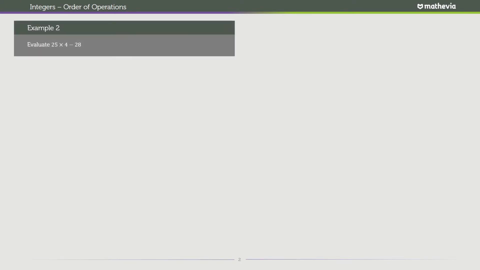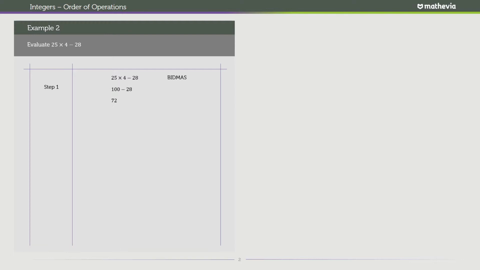Example 2 says evaluate 25 times 4 minus 28. We write BIDMAS. We have two different operations here, multiplication and subtraction, and BIDMAS tells us to multiply before we subtract. So 25 times 4 gives you 100, and then 100 minus 28 gives you a final answer of 72. So BIDMAS tells you the order of operations.